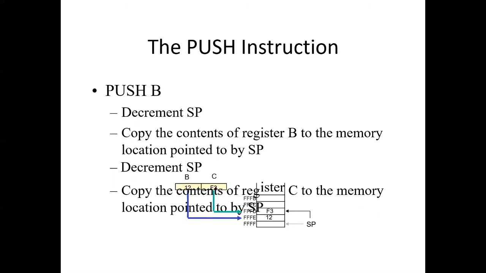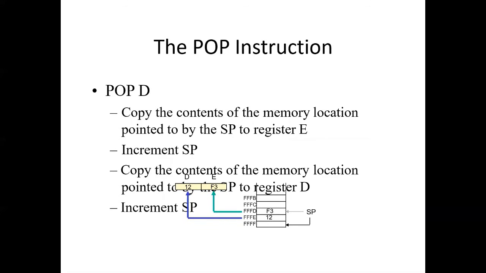Push B: decrement SP, copy the contents of register B to the memory location pointed to by SP. Decrement SP, copy the contents of register C to the memory location pointed to by the SP. Similarly, there is pop D.